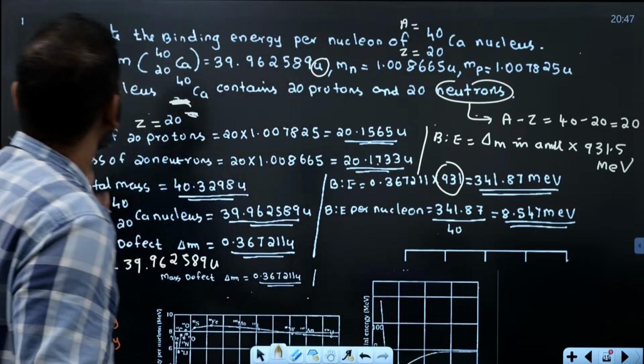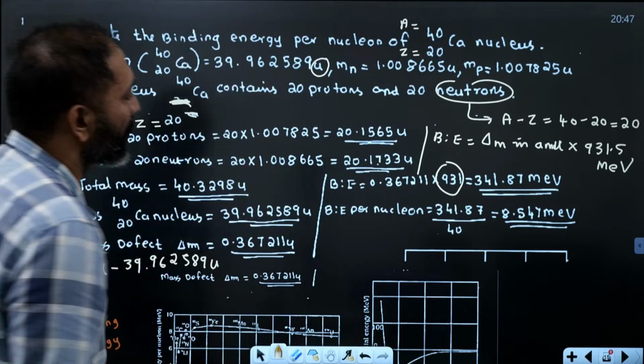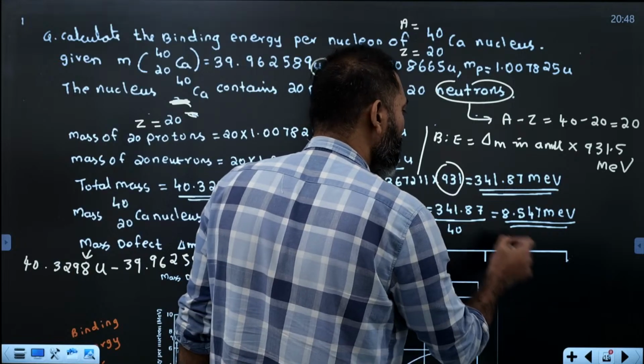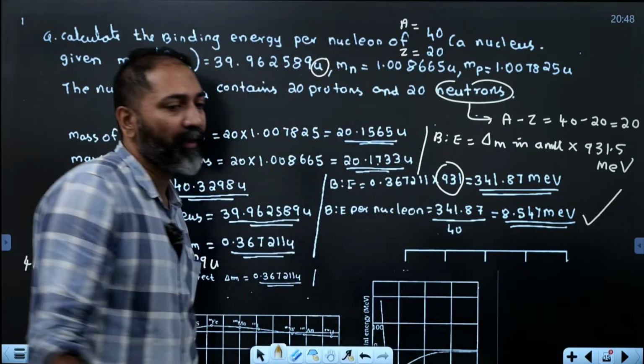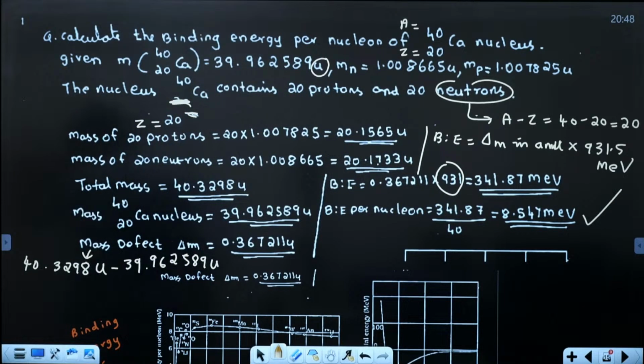But they are telling us to find the binding energy per nucleon. So that is the binding energy divided by the mass number. And the answer is what? 8.547 MeV. Any doubt?